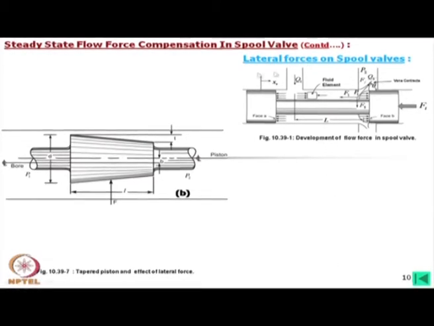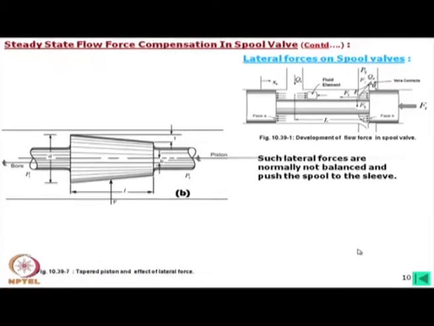Now, this is the ideal one which I have shown. Now, let us consider this land is like this, instead of perfect cylindrical, it is taper. Of course, this is an enlarged view, it will never be like this, but there may be slight taper, and even that will cause substantial lateral force. Now, such lateral forces are normally not balanced and push the spool to slip. This is obvious.